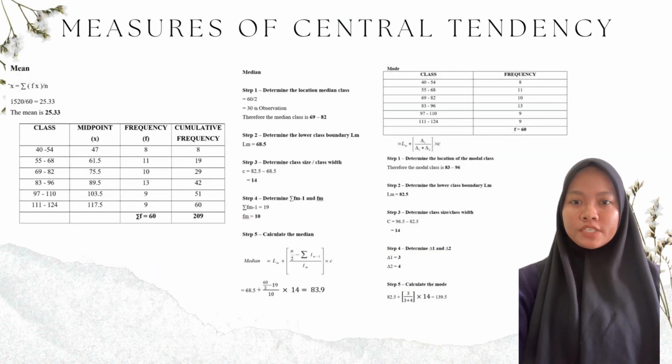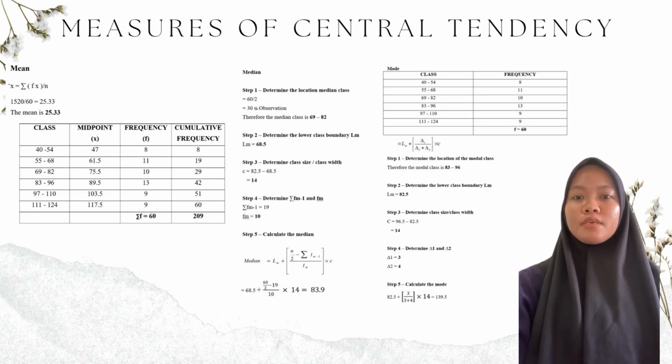This is the measure of central tendency. A measure of central tendency is a value that represents the center of a distribution. The most commonly used measures of central tendency for ungrouped and grouped data are mean, median and mode.